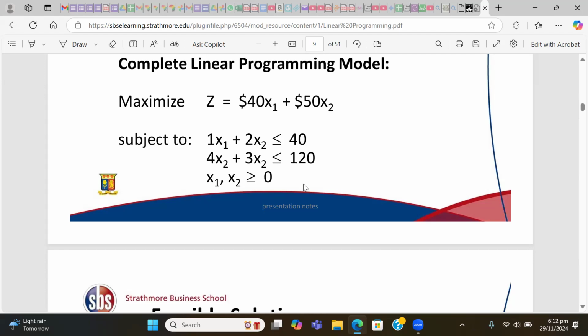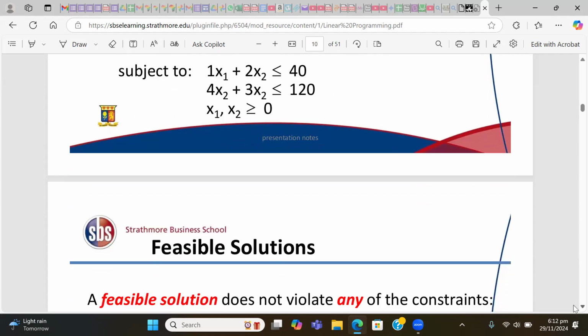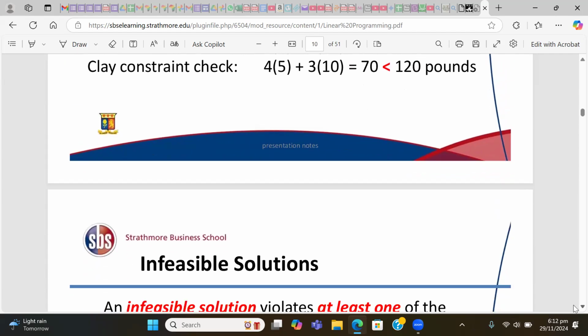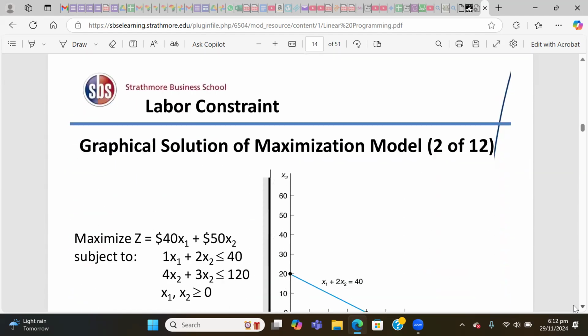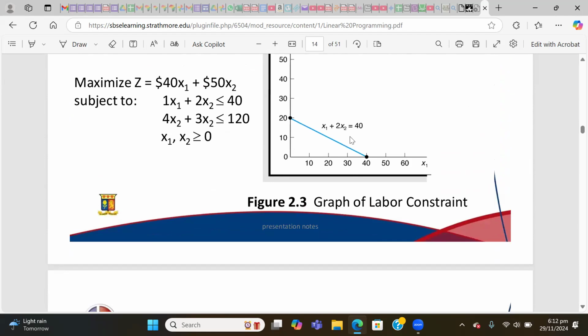So the writer actually graphed them for us here. So this is the first one, x1 plus 2x2 equal 40. And as I explained in the video before, no need to do this by hand. You can use Desmos, right? You just type in x1 plus 2x2, put less than or equal to 40, and Desmos will graph the thing for you.